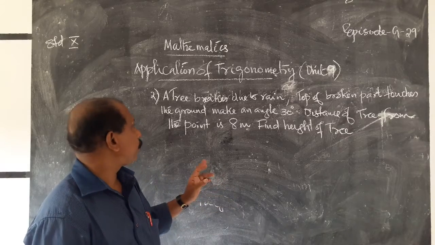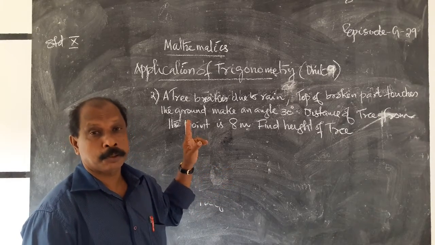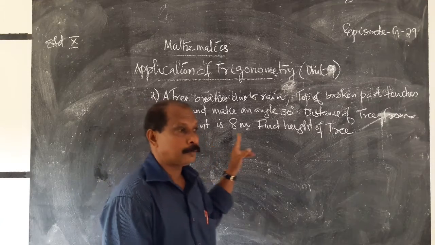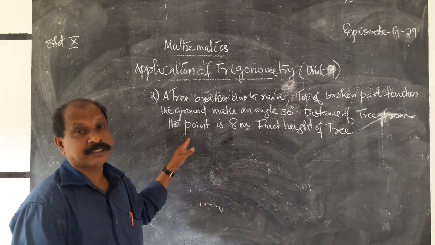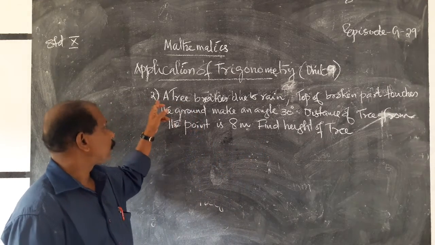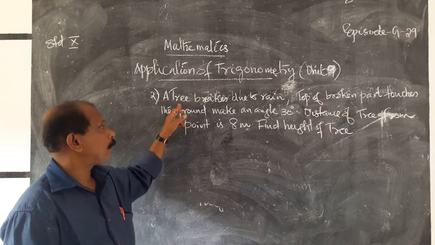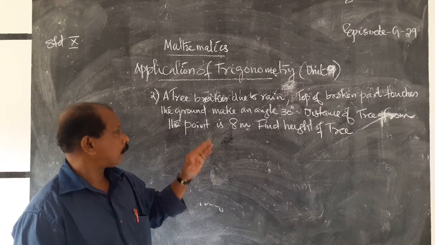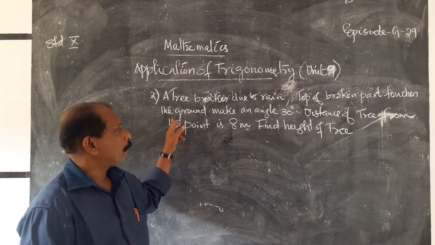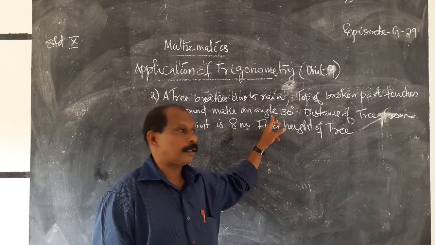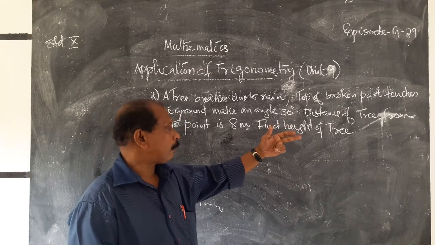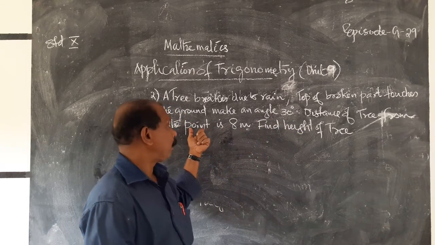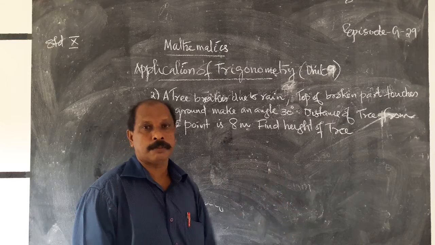Then the second question is an important question for your exam. This question is asked repeatedly in exams. The second question is: a tree is broken due to rain. The top of the broken part touches the ground and makes an angle of 30 degrees. The distance of the tree from that point is 8 meters. Find the height of the tree.